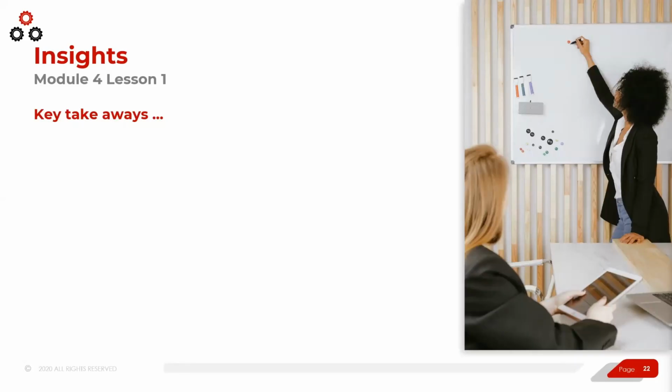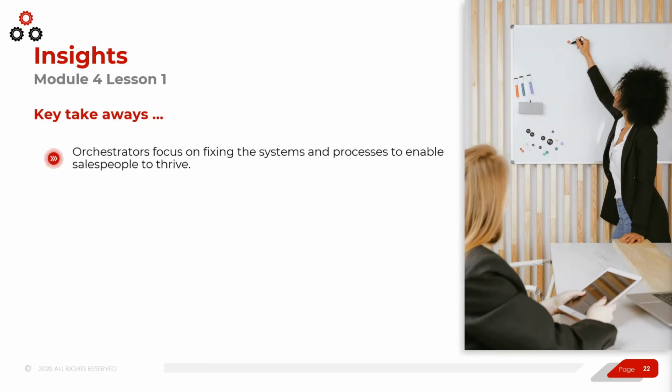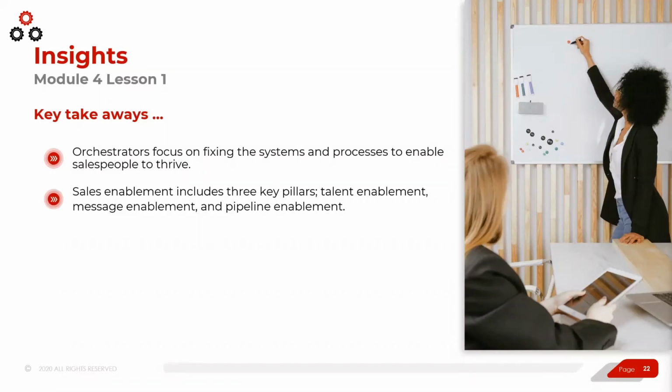All right. I hope you enjoyed that walkthrough and the deep dive around a couple of different job descriptions that are out there on the market. In this specific module four, where I'm talking about the role profile and the role of an orchestrator, in lesson one here, I talked about the idea of working on the ecosystem. And your role is really to help salespeople be successful. It's not here to fix salespeople. The key is to enable them to be successful.